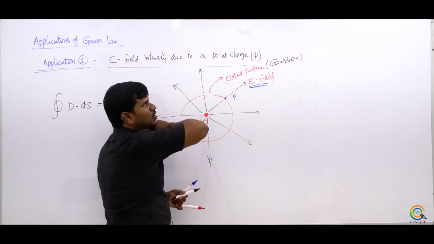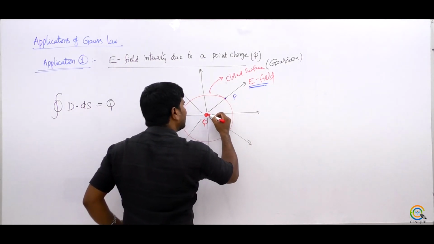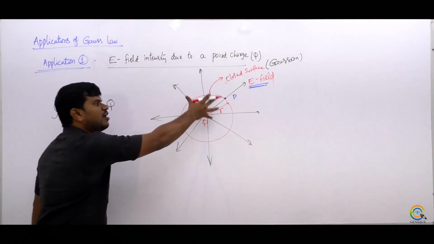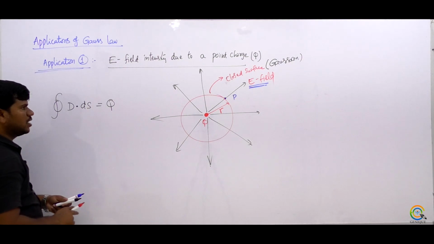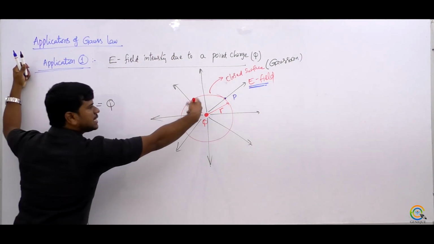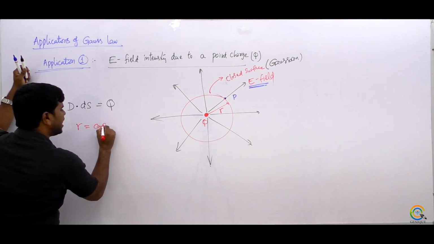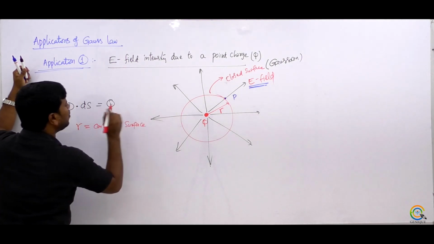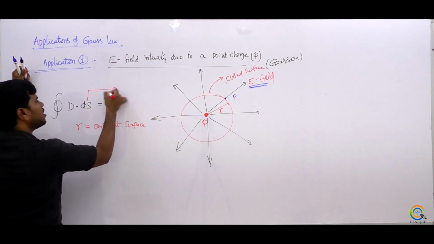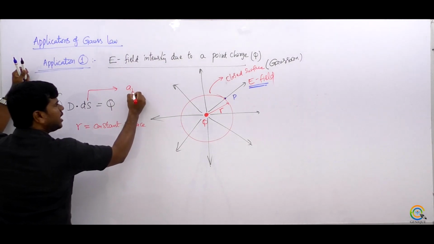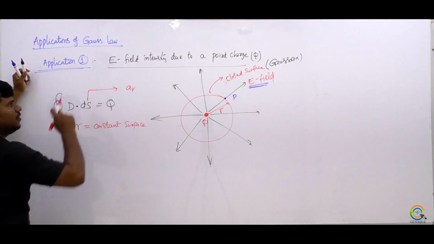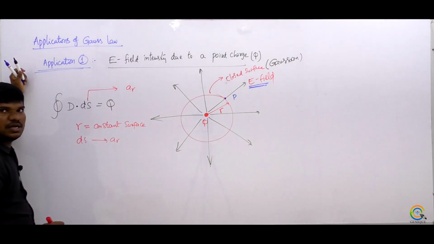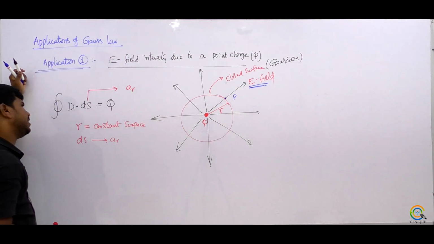Now let us suppose I consider this Gaussian surface at a distance of r. So this is a sphere of radius r, because it is an r-constant surface. You know, for an r-constant surface, what is the direction of dS? dS will be in the direction of a_r only. Understand? dS will be in the direction of a_r.